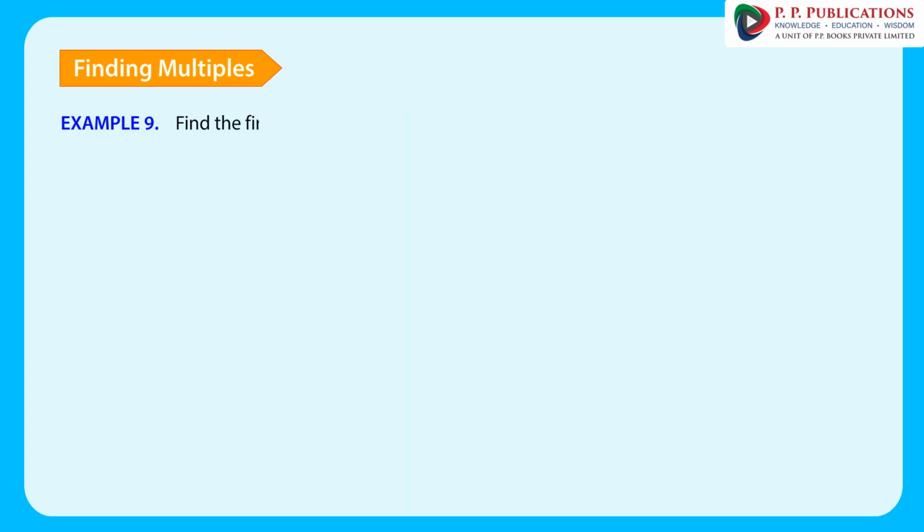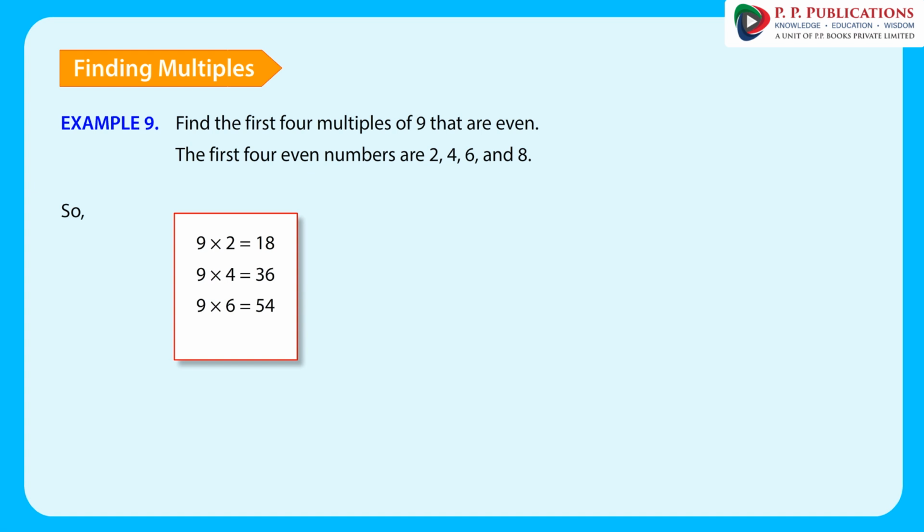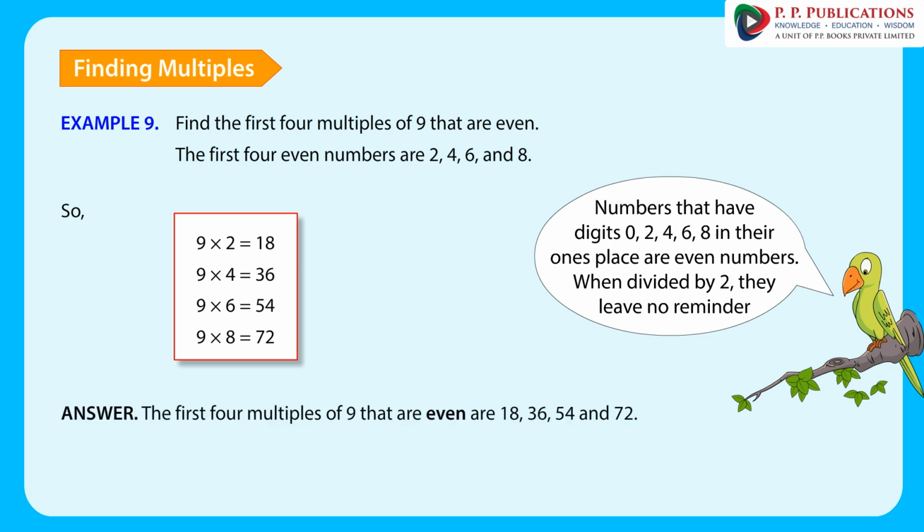Example 9. Find the first 4 multiples of 9 that are even. The first 4 even numbers are 2, 4, 6 and 8. So, 9 multiplied by 2 equals 18. 9 multiplied by 4 equals 36. 9 multiplied by 6 equals 54. 9 multiplied by 8 equals 72. Numbers that have digits 0, 2, 4, 6, 8 in their ones place are even numbers. When divided by 2, they leave no remainder. Answer: the first 4 multiples of 9 that are even are 18, 36, 54 and 72.